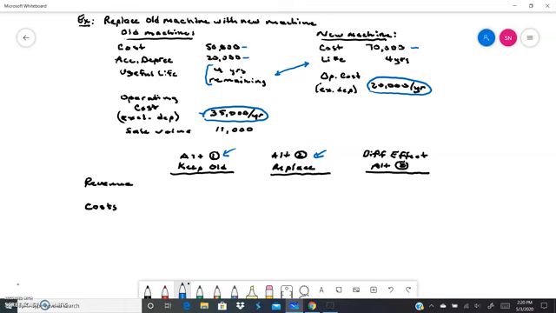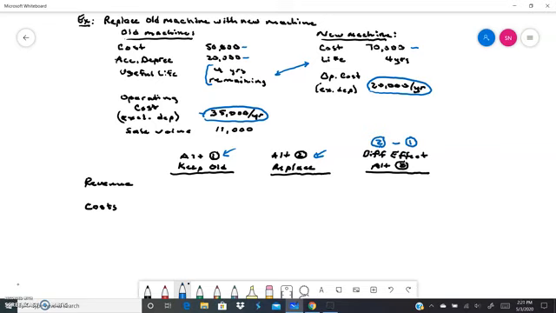Okay, so we set up our table below, our differential analysis table. Alternative one, again, is to keep the old machine. Alternative two is to replace it. And we're going to look at the differential effect of selecting alternative two. So again, we're going to do the math. We're going to take column 2 and subtract column 1.